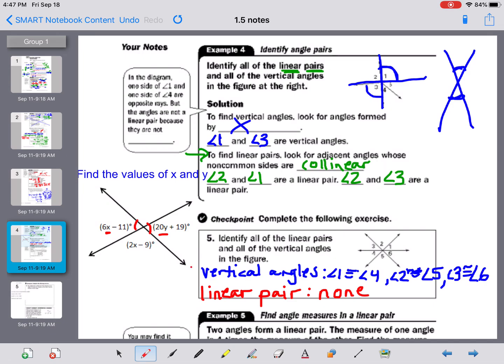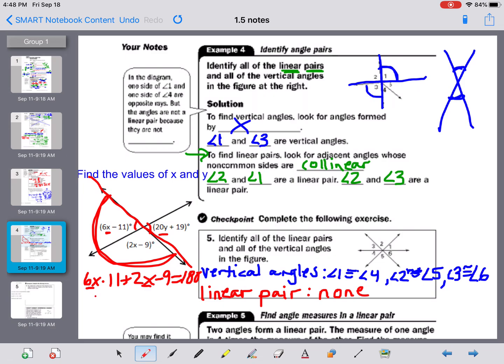Don't forget the rule from before. Here's my linear pair, right? You can work with these two together, and that tells me that those two will equal 180. So I can go 6x minus 11 plus 2x minus 9 should equal 180. So always look for different options with different problems or pictures, depending on where your variable is and what would be the best way to solve.